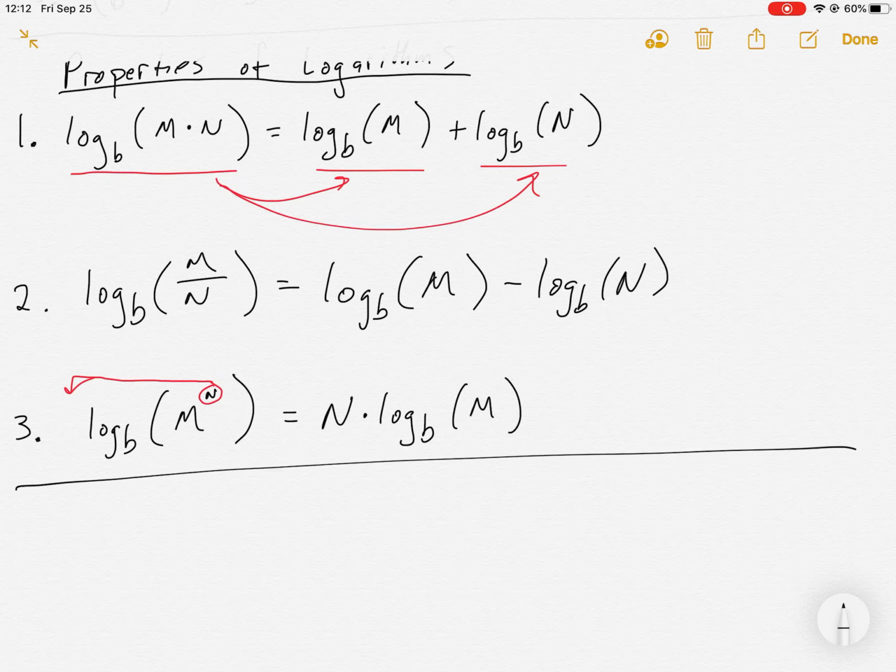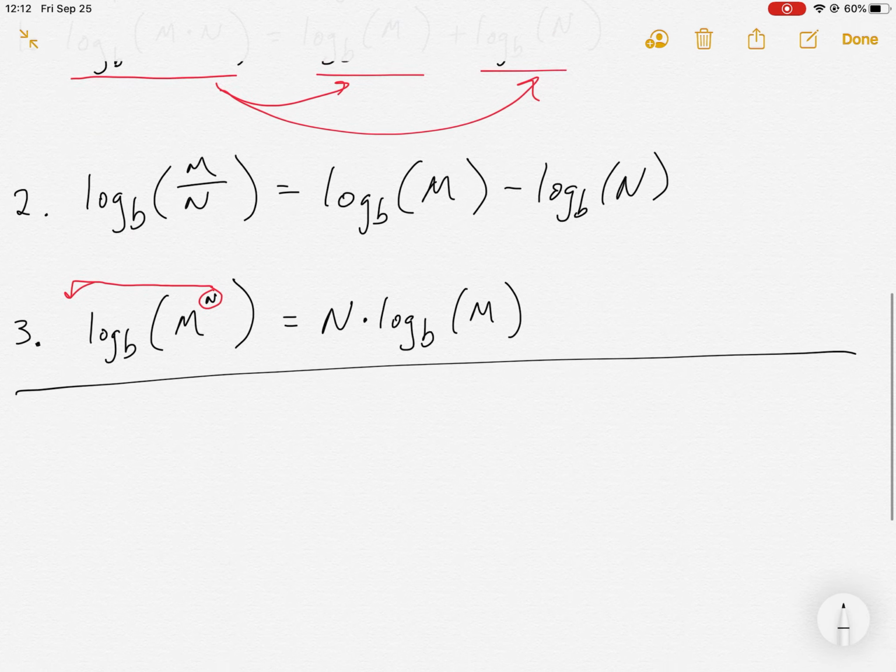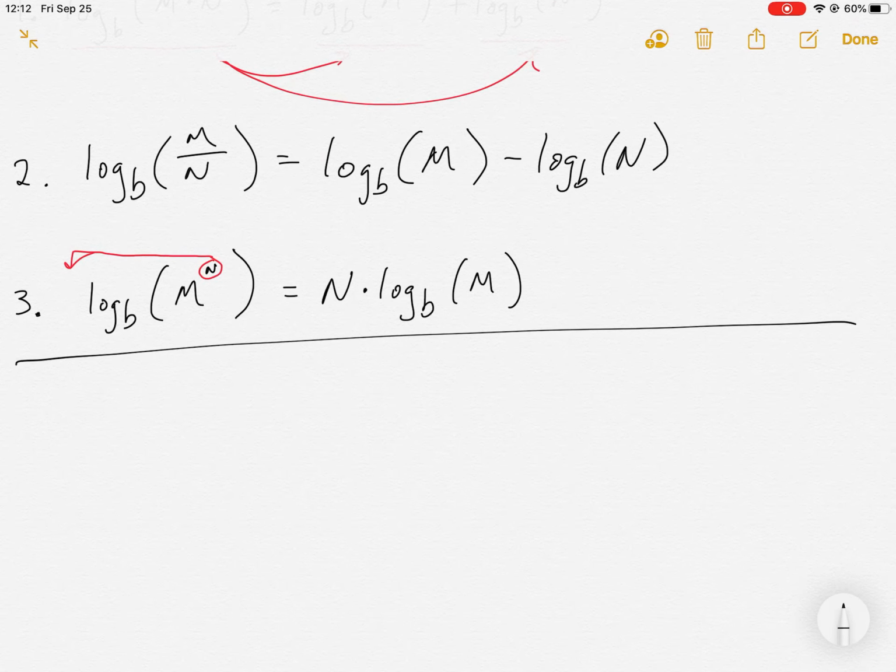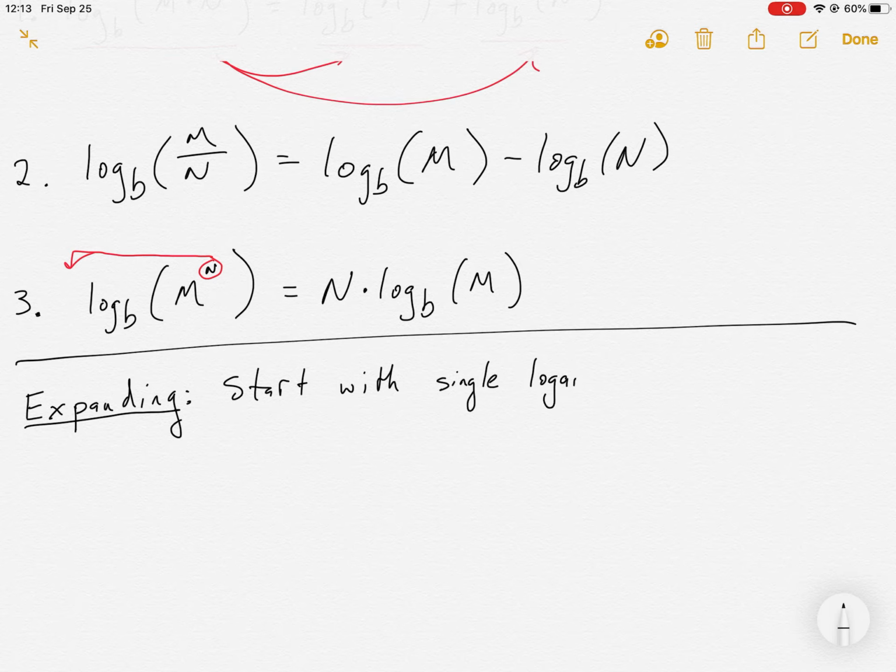All right, so let's see how we can actually apply these to some problems. The first problem we're going to do involves expanding, and then we'll cover condensing afterwards. So for expanding, you usually start with a single logarithm and end up with multiple logarithms.